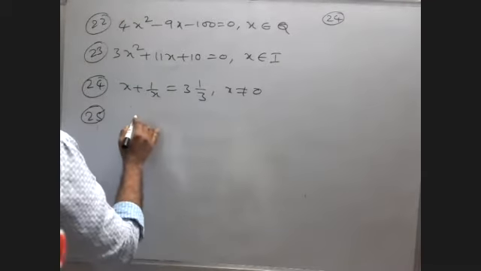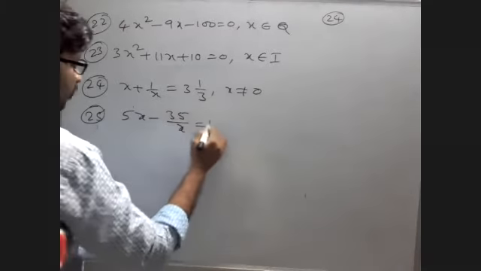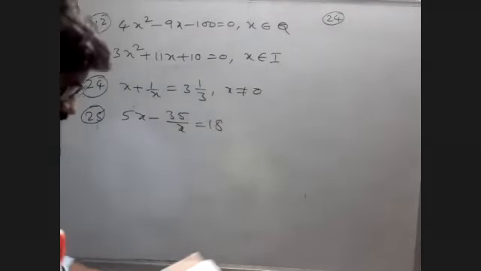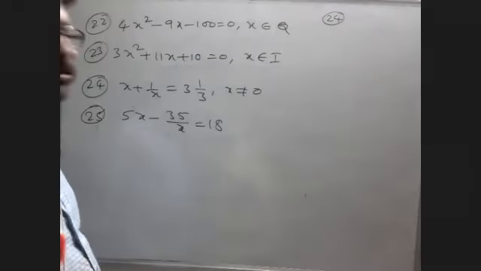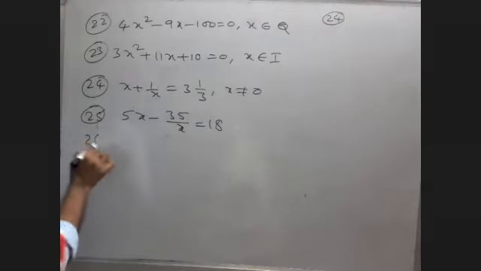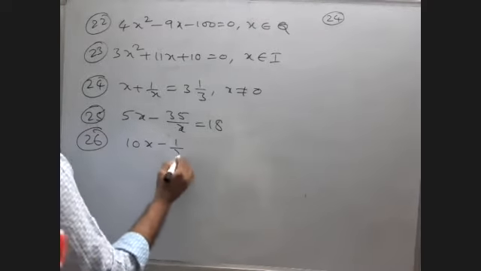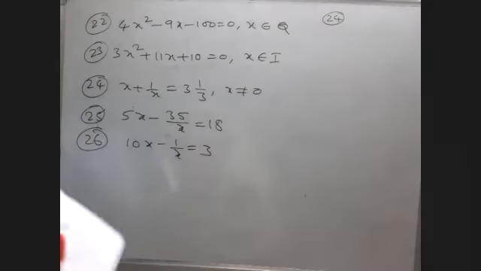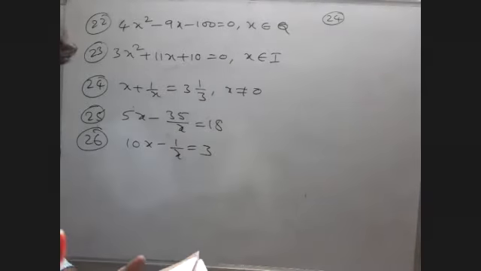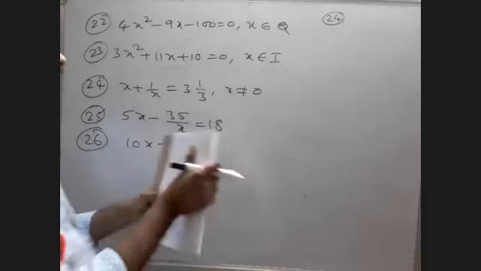25: 5x minus 35 by x is equal to 18. Can you? Yes, sir. 26: 10x minus 1 by x is equal to 3. From 25 and 26, I will give you one question. Which question should I give you? Sir, 25 you give, sir. Yeah, I will give 25.